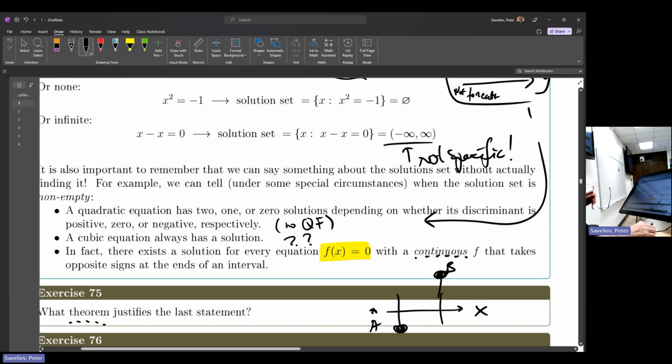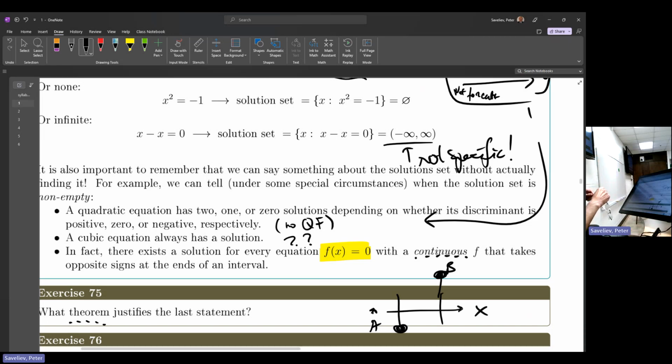The continuous function does not miss values. So this is the lowest, this is the highest, it will not skip any. What is that theorem called? Is it the fundamental theorem? No, fundamental is about the derivative and integral and how they connect to each other. There's another one: the intermediate value theorem. Yes, the intermediate value theorem.